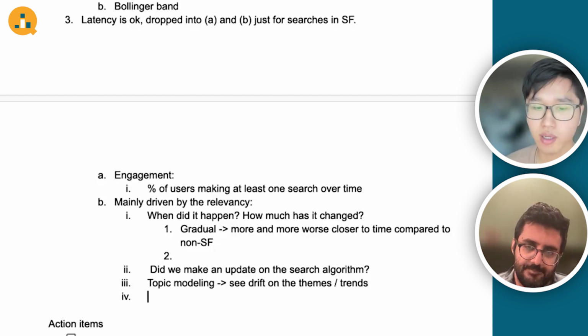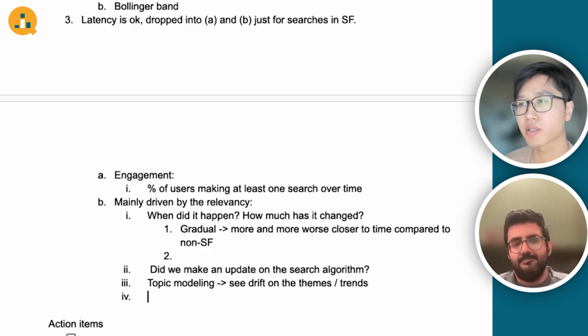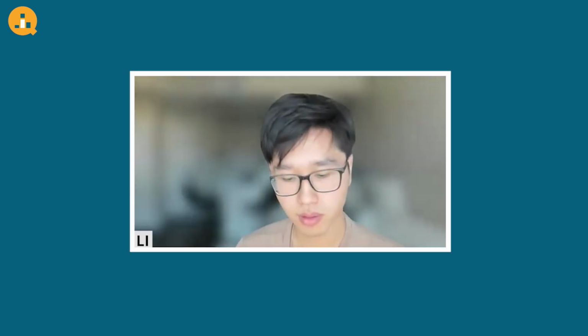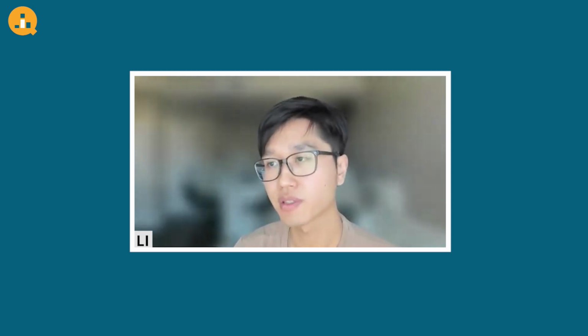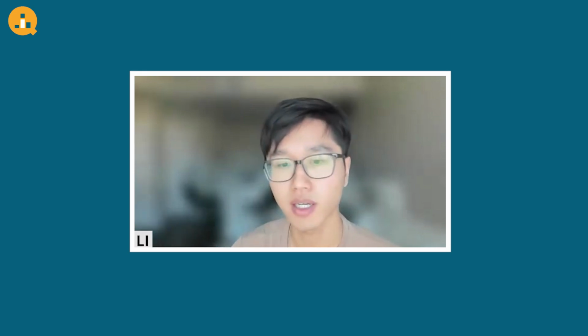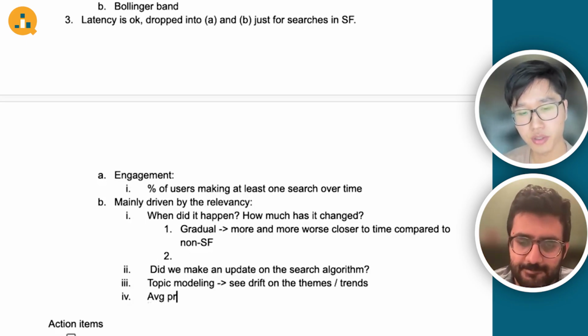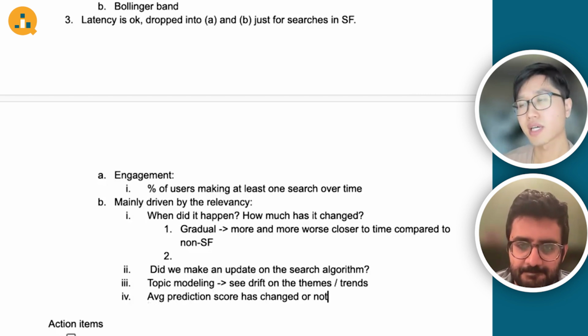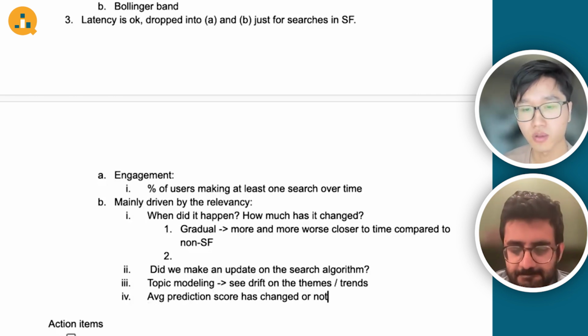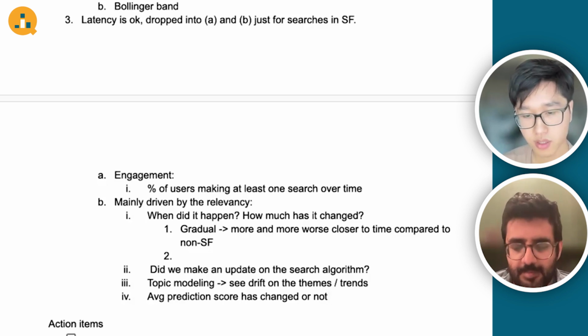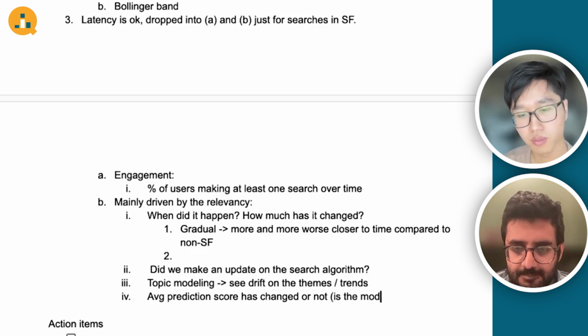Third, I want to check something related to the search algorithm. It's checking whether our ranking algorithm's prediction output has drifted. Under the search algorithm, I'm pretty sure there's some way of quantifying how relevant a result is, and they want to put the most relevant on top. I want to see whether the average prediction score has changed. Because if it has gone down, then it's expected that relevancy will go down as well, because it just means that the model is performing worse. So this would tell us whether the model is performing worse.